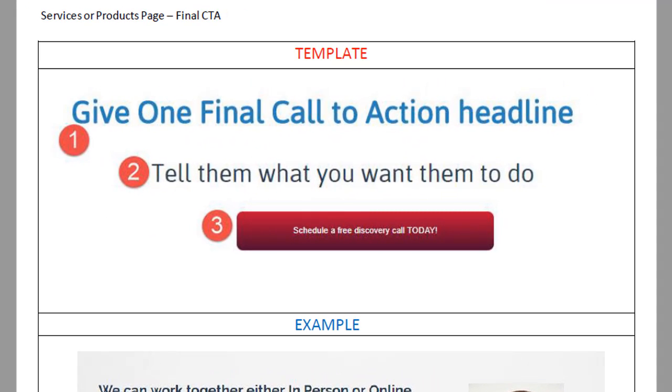By now you know that you can never leave people hanging. You know you must give them a call to action. In other words, you've got to tell them exactly what you want them to do. So this is your final call to action.